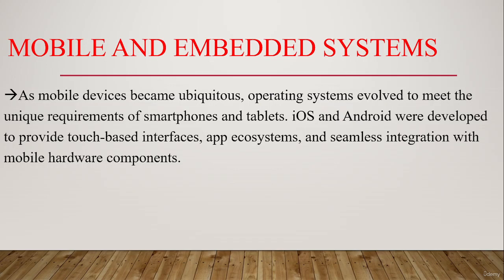Mobile and embedded systems. As mobile devices became ubiquitous, operating systems evolved to meet the unique requirements of smartphones and tablets. iOS and Android were developed to provide touch-based interfaces, app ecosystems, and seamless integration with mobile hardware components.